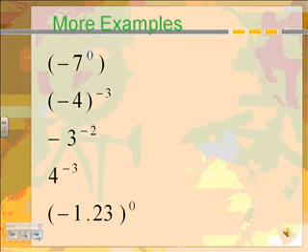Let's look at some examples. We learn best from examples, so let's try some. Negative 7 to the 0 power. Anything to the 0 power is 1. How about negative 4 in parentheses to the negative 3rd power? Good. 1 over negative 4 to the 3rd.